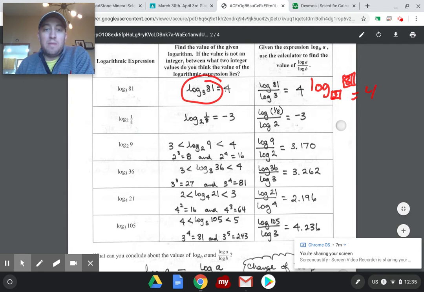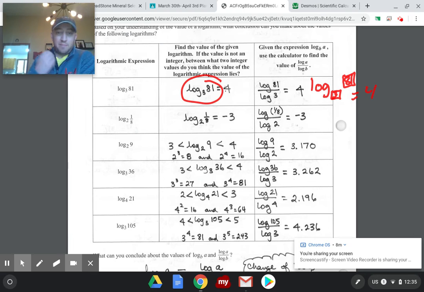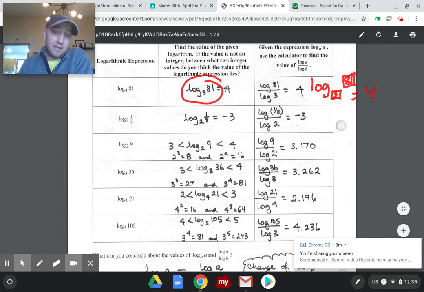This is what we're talking about. Like I know 2 cubed is 8 and 2 to the fourth is 16. So log base 2 of 9 would have to be between 3 and 4, some type of decimal to actually get it to equal 9. 2 to what power is 9? It's 3 point something. So when I use Desmos, or your own calculator, to evaluate log base 2 of 9, I'll type in log of 9 divided by log of 2, and there it is. There's my answer.